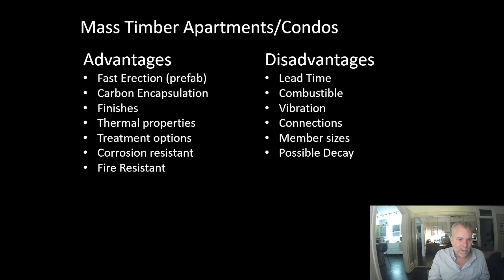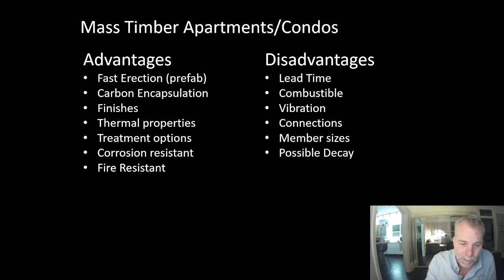We can use wood as finishes. Excellent thermal properties. Wood is far less thermally conductive than concrete or steel. So even if wood presents a cold bridge, the amount of energy loss through that cold bridge is dramatically less than the other materials. Mass timber has treatment options, so we can expose it. Generally, we don't. We keep it inside the envelope. It's corrosion resistant and fire resistant. I talked about the fire burning characteristics of mass timber a minute ago.